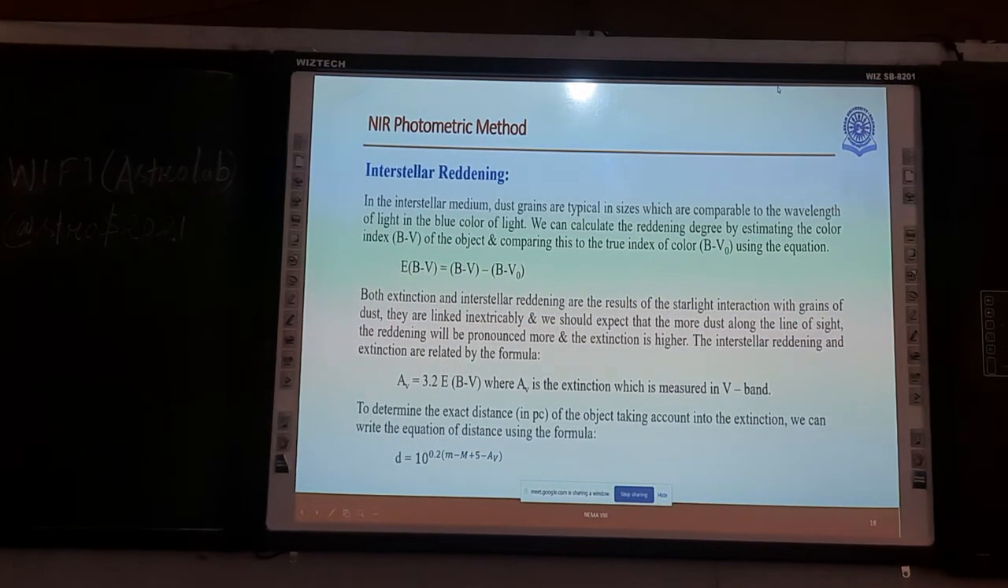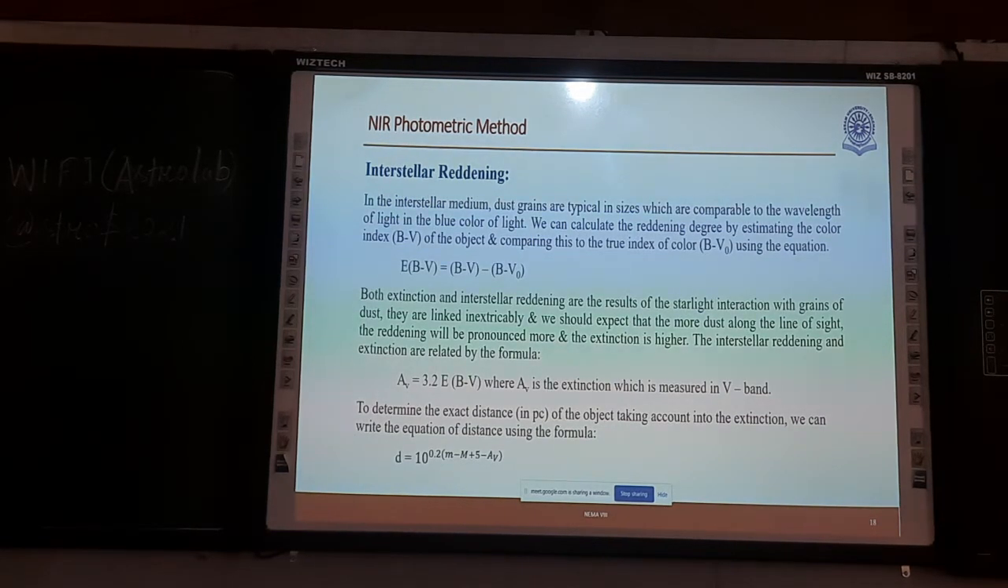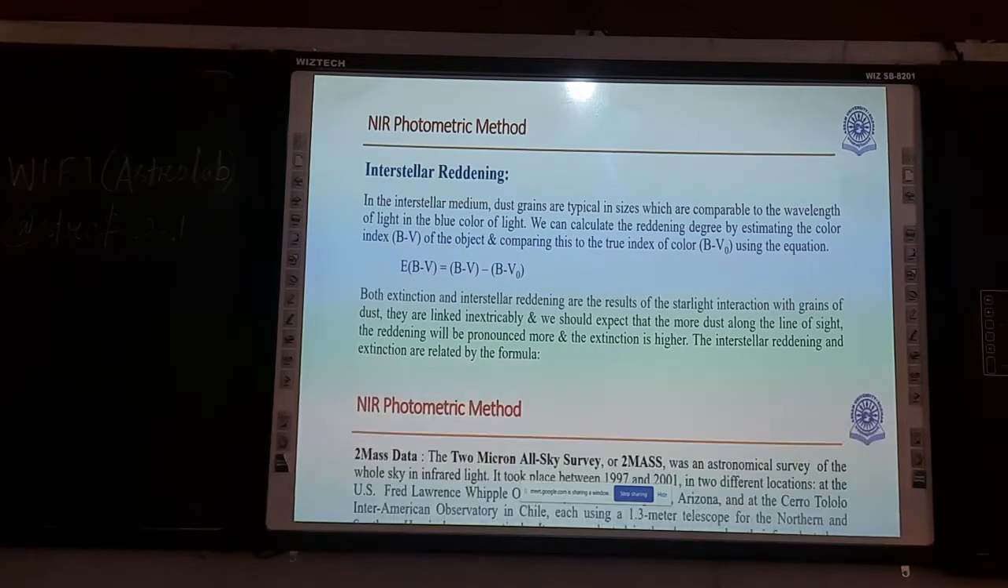And this is the formula, this is the interstellar reddening formula. Yes. This is the interstellar formula. And using that formula, we have calculated the extinction and distance. These are the two formulas.